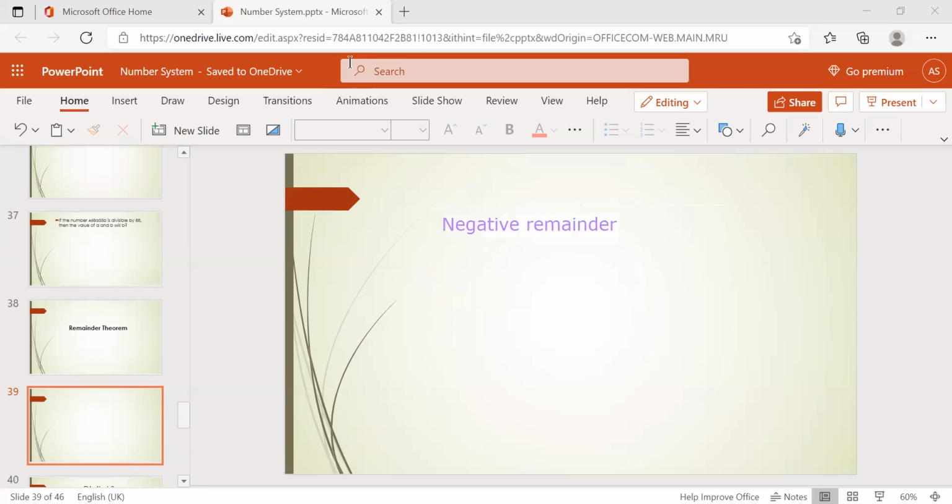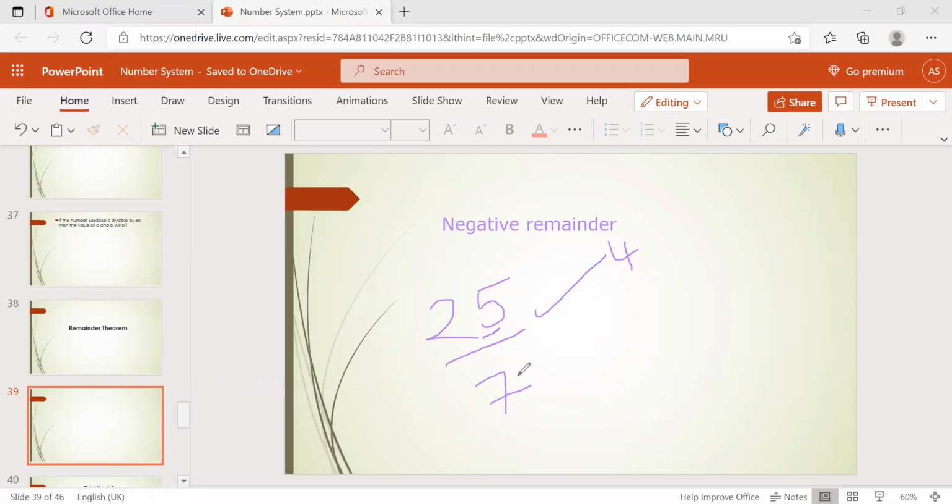Now, generally, suppose I took 25 by 7. Generally we'll consider the nearby lesser multiple of this number. So 7 into 3 gives 21. So the remainder is 4, right? How did I get this remainder? Remainder 4 comes from finding the nearby lesser value of 25, which is 7 threes are 21.